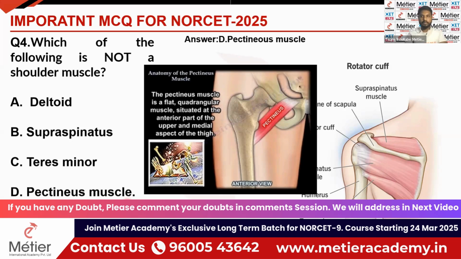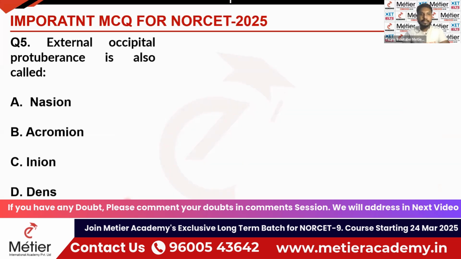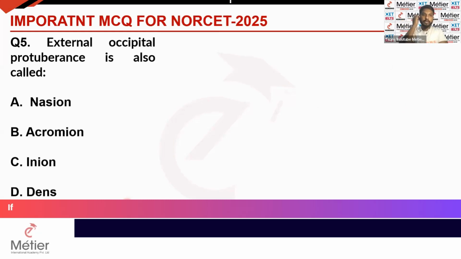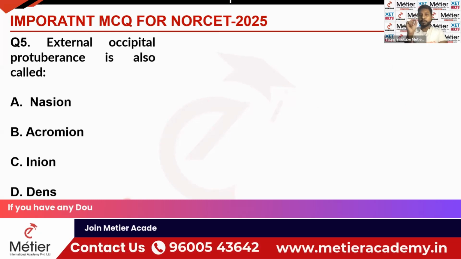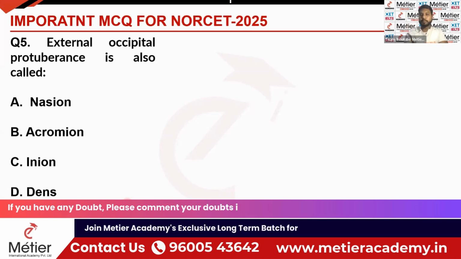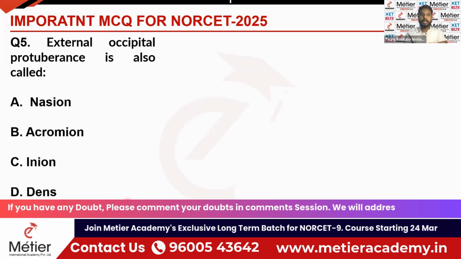Next question. External occipital protuberance is also called what? Occiput, everybody knows, is the back of your skull, right? There is a protuberance, which means a small projection. It is also called what? The options are nasion, acromion, inion, dens. So the correct option is inion.